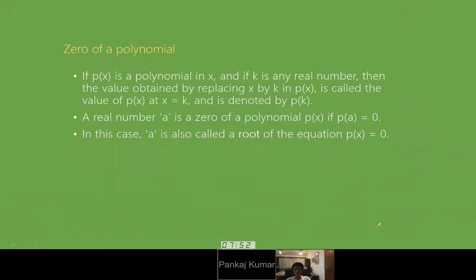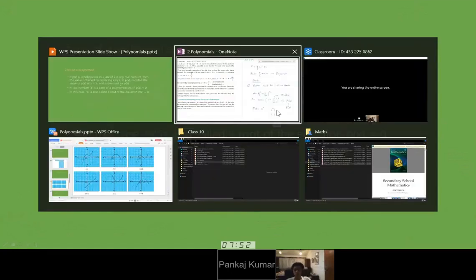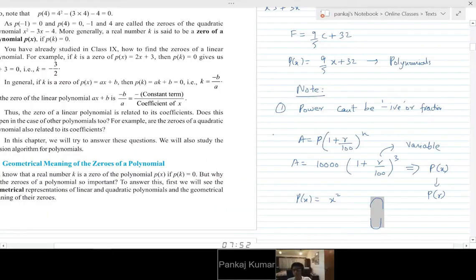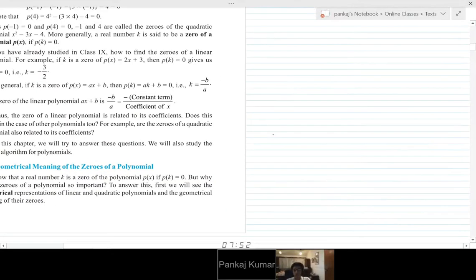Now, what is a zero of a polynomial? The degree of the... No, degree we have discussed. It is a bit different from that. Okay, I'll just let you know.